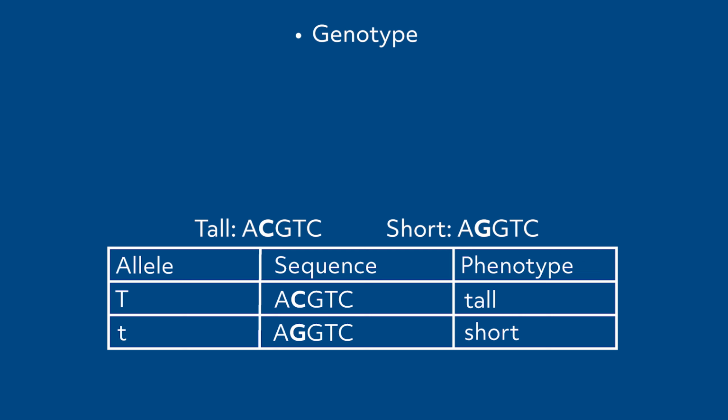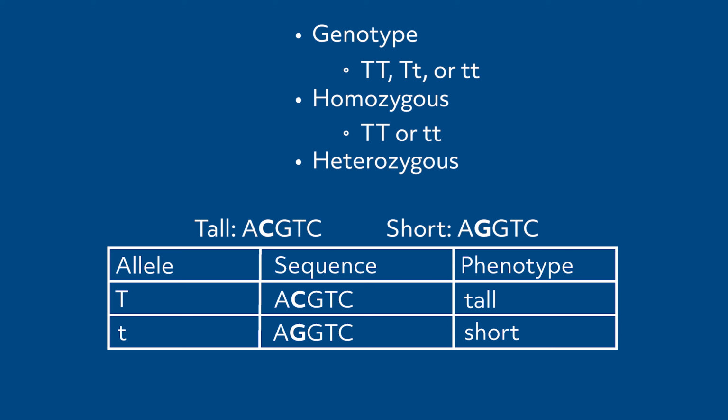The possible allele combinations for this example are big T, big T, little t, or little t, little t. These are known as the genotype, or the actual alleles that are present in the gamete for a single trait. Individuals that carry the same alleles are homozygous for that trait. So for height, you can be homozygous if you have alleles that read big T, big T, or little t, little t. Individuals that carry different alleles are heterozygous for that trait, so they have one of each allele and have the genotype big T, little t.